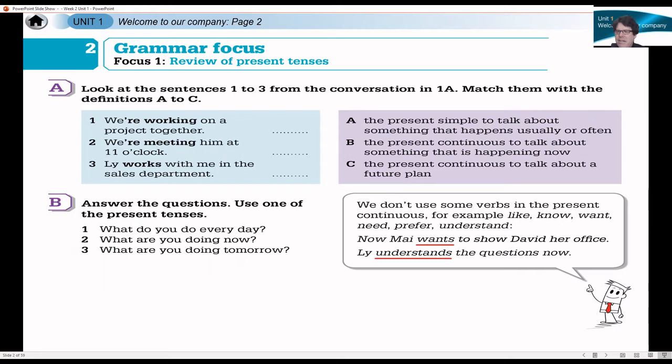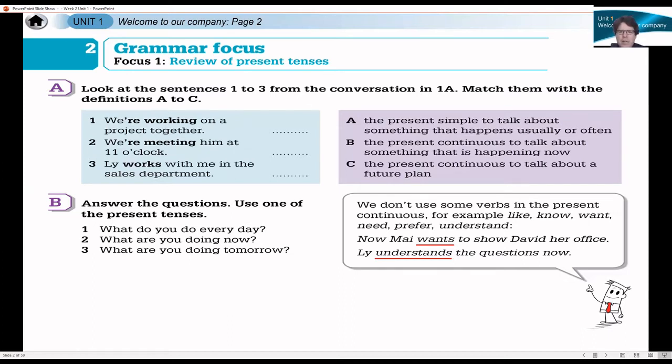A, one of these sentences is the present simple to talk about something that happens usually or often. B, one of these sentences is the present continuous to talk about something that is happening now. And C, one of these sentences is the present continuous to talk about a future plan. And then I will get into the rule here. All right, I'll talk about that in just a minute. So, like I said at the very start, pause the video for as long as you need now. Okay, welcome back. Let's check your answers. Should be really easy.